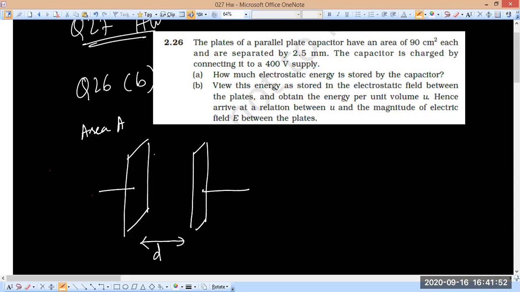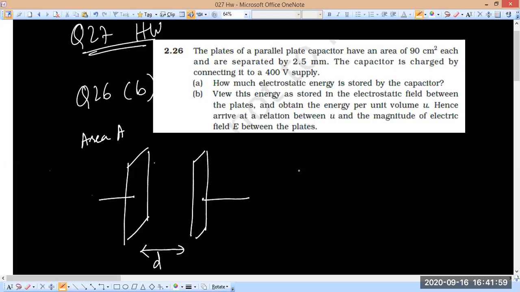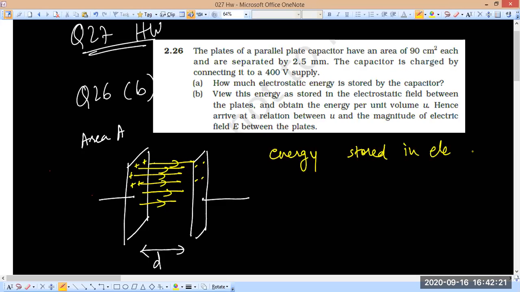Now it says to view this energy as stored in the electrostatic field between the plates. So what it's saying is that because charges are stored here, that creates some electric field, right? So consider that the energy is stored in the electric field. The energy of this capacitor is actually stored in the electric field, or it's because of the electric field, right? That's what it is saying.